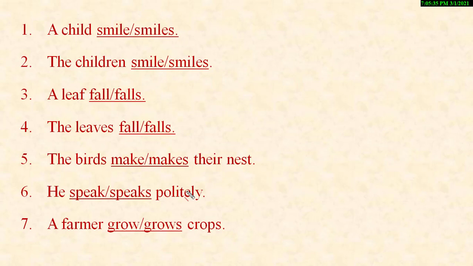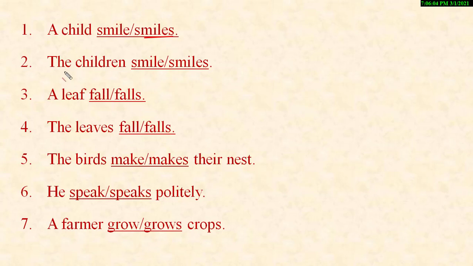The first sentence here is: a child smile or a child smiles. So what should we fill here? We can see that the subject here is singular. A child. It is one child. So we should use the singular verb. We have added s with smile. It becomes a singular verb. So, a child smiles. Singular subject, singular verb.